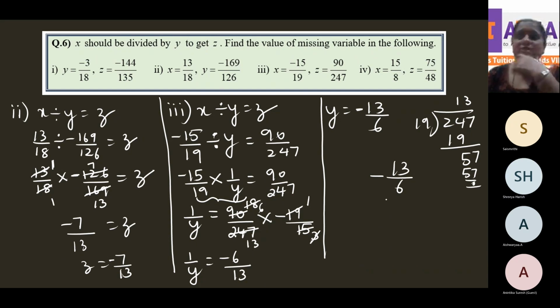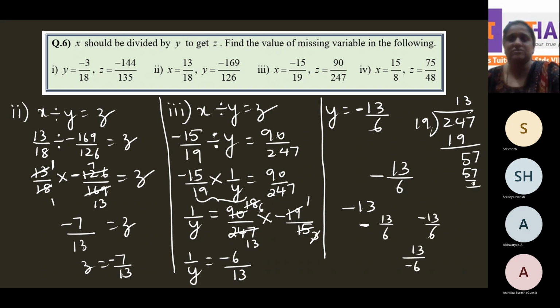Okay, ma'am. I'll tell you like this. Minus 13 by 6 is the same as 13 by minus 6. Because how will you find the value of 13 by minus 6? You are not going to divide 13 by minus 6. You are going to divide 13 by 6 and to the quotient you're going to fix a minus sign. That's all.